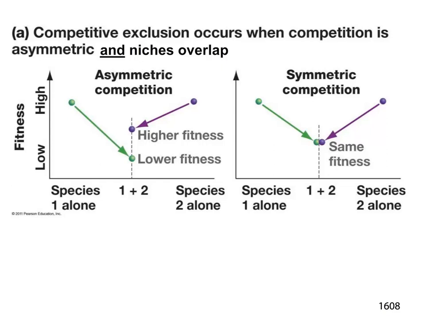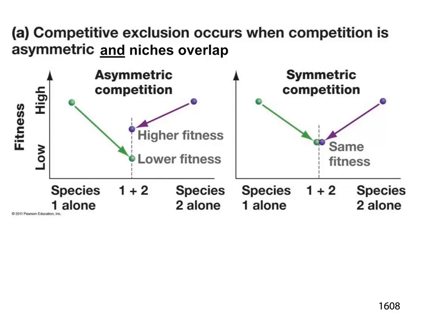Okay, in nature, competition is almost always asymmetric. I can't think of an example where it's actually symmetric. So let's read through this. What does it mean? So if you look at the graph on the left, you have fitness low to high, species 1 alone, species 2 alone, then what it looks like if you have species 1 and 2 grown together. Okay, you can see that their competition is asymmetric because the purple species has higher fitness than the green species when they're together. All right.